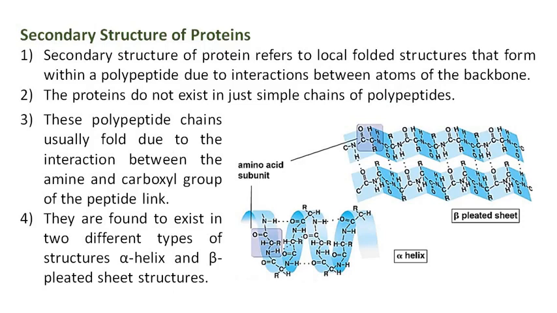Secondary structure of proteins. Secondary structure of protein refers to local folded structures that form within a polypeptide due to interactions between atoms of the backbone. The proteins do not exist in just simple chains of polypeptides. These polypeptide chains usually fold due to the interaction between the amine and carboxyl group of the peptide link. They are found to exist in two different types of structures: alpha helix and beta pleated sheet structures.